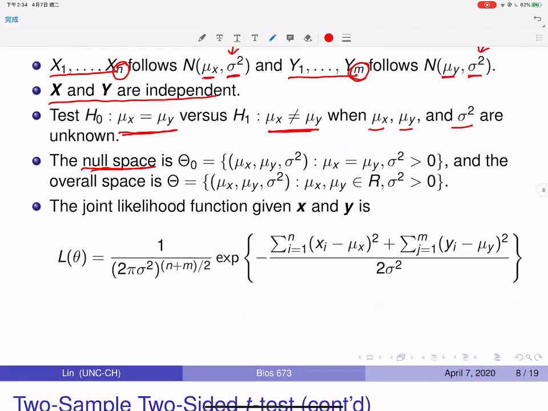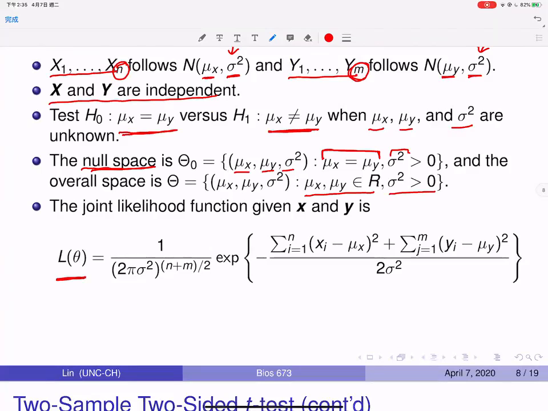So you really need to evaluate what your null space is. Then under the null space, what is my MLE? Under the null space right now it's mu x, mu y, sigma square, but you do need to have that constraint right here: mu x equals mu y, and then sigma square. Under the overall space, there are no restrictions. Mu x, mu y in the real line, sigma square bigger than 0. And you write down that likelihood function, L theta right here.